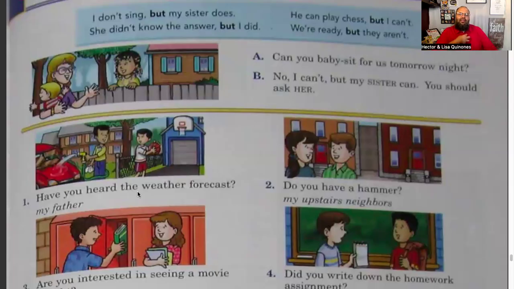No, what's the word? Look here. Remember, use the sentence. Have you heard the weather forecast? No, I haven't. But my father has. You should ask him. Please take a picture.